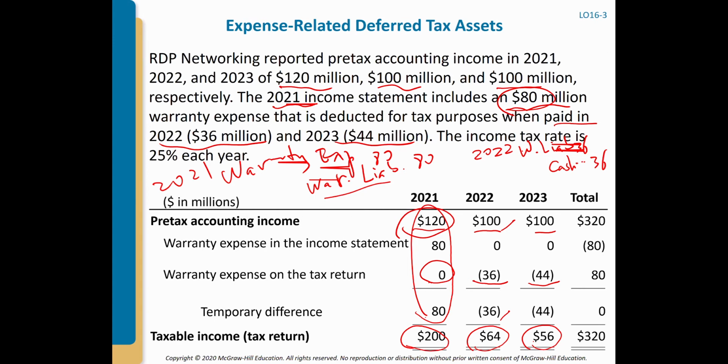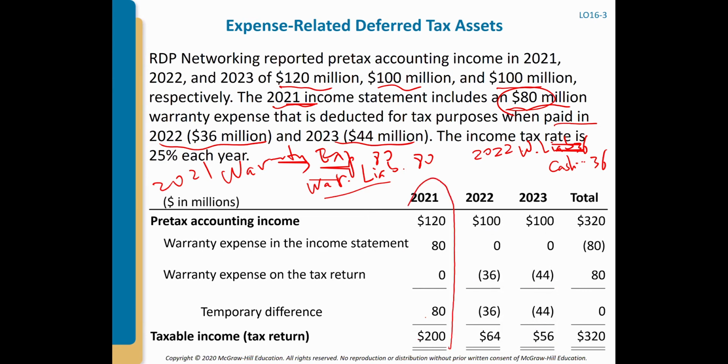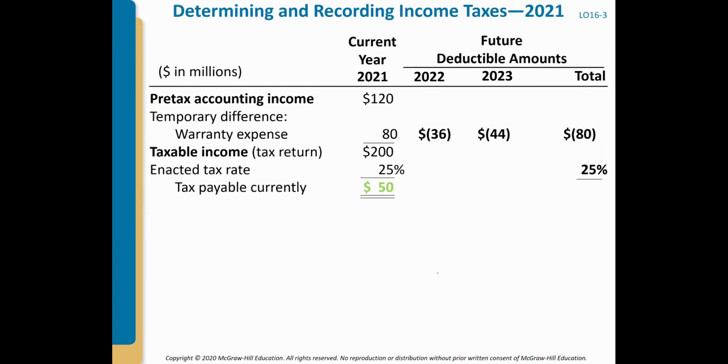So let's talk about the first year, 2021. If you look at 2021, this is taxable income, this is accounting income. Based on the taxable income, we owe tax. Taxable income is 200, accounting income is 100, and the difference is 80. So 200 times 25%, that's how we got the 50.